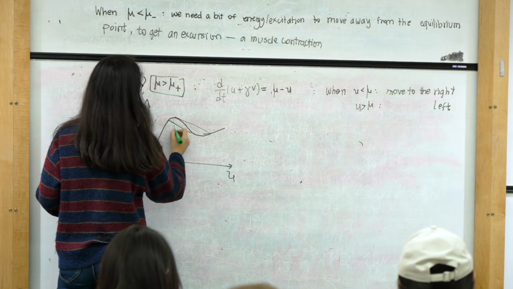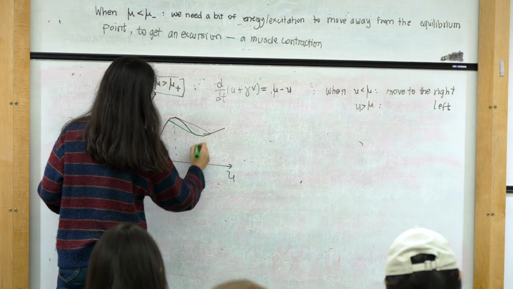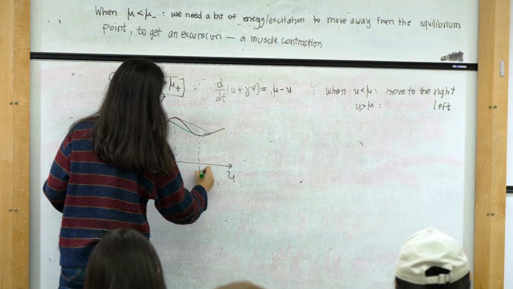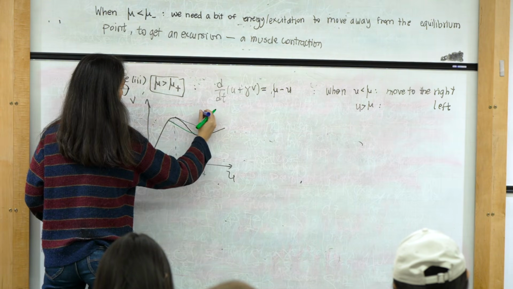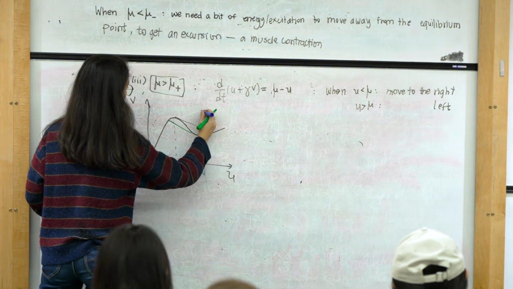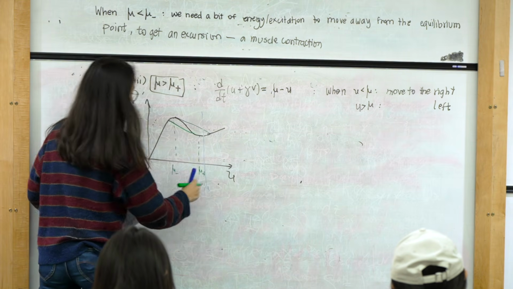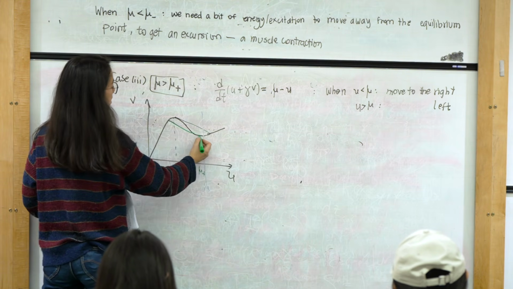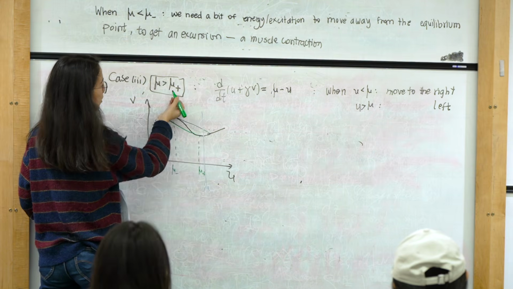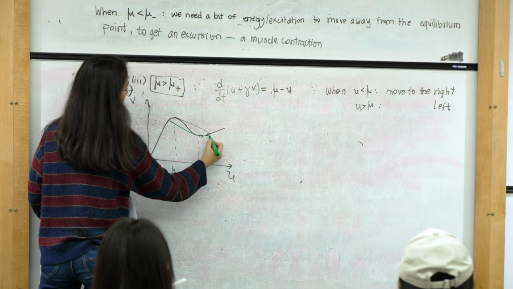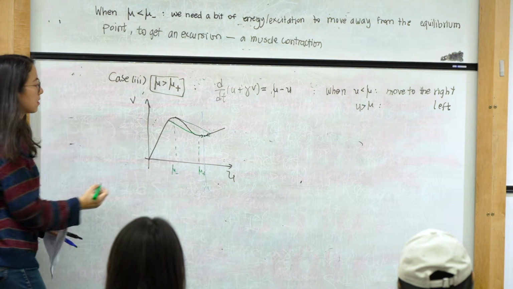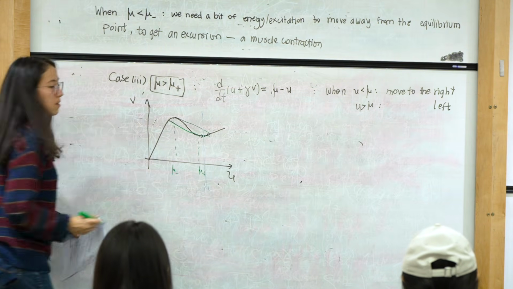And we have the 2 points. This is the mu minus, the mu plus. And then I have a line that is basically in this small region over here. So mu is greater than that. And what I'm saying is that now, if I'm to the right of mu plus, but less than this, I move to the right. And otherwise, I move to the left. Okay, this is our small region there.